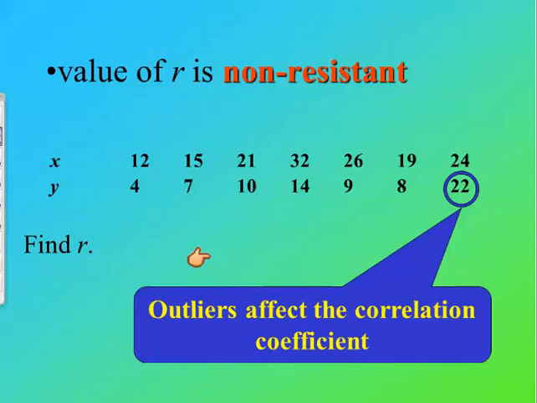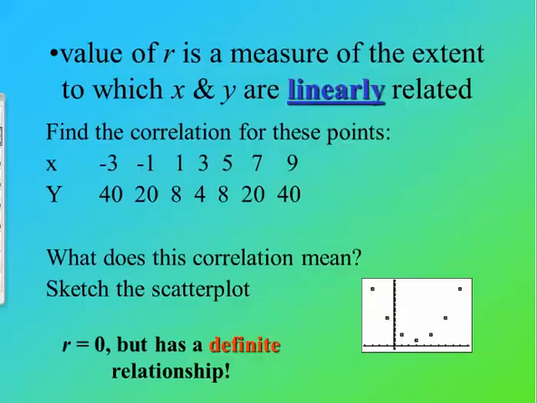Very interesting concept there. The value of R is non-resistant. Outliers will affect the correlation coefficient. It'll affect it tremendously. But if I switch the X and the Y's, that won't affect it. Okay? So, the value of R is a measure of the extent to which X and Y are linearly related.